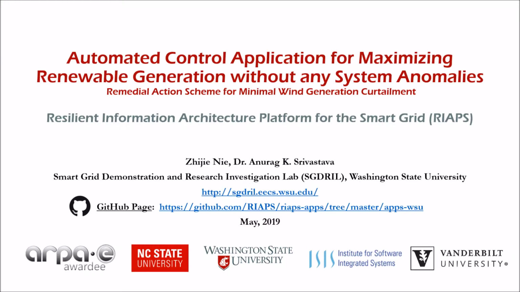Hello everyone, this talk is about the automated control application for maximizing renewable generation, without any system anomalies. In other words, it is a remedial action scheme, or RAS, that minimizes the wind generation curtailment when the power grid is subject to operational violations. This project is supported by the Advanced Research Projects Agency-Energy.